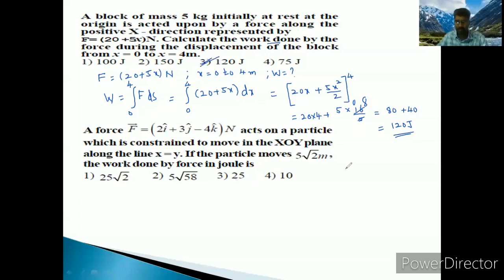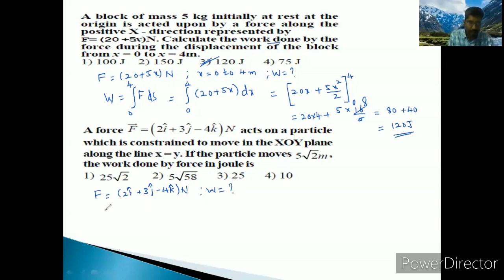Next problem we will see. Here a force is given: F = 2i cap plus 3j cap minus 4k cap newtons. It acts on a particle which is constrained to move in the XOY plane along the line x = y. If the particle moves a distance of 5 root 2 m, this is a magnitude, the work done is equal to how much, they are asking.